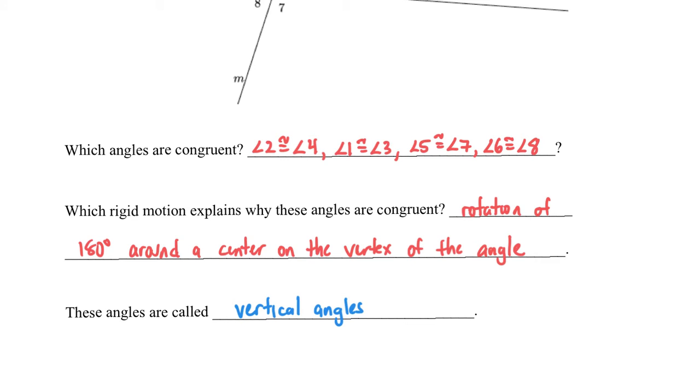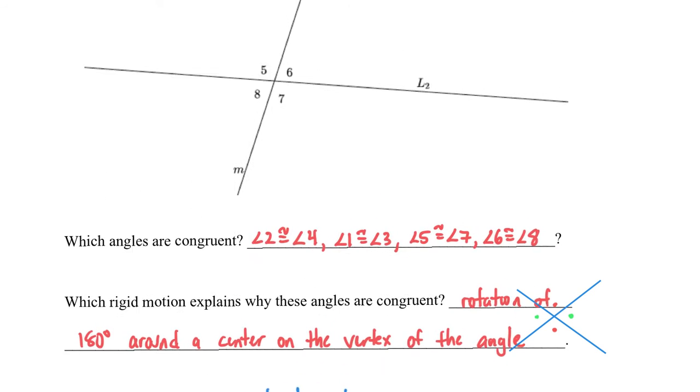And they happen anytime you have intersecting lines. So if I were to have two lines, here's one, there's another, you will know that this angle right here is congruent to this angle right there. Those are vertical angles. And this angle right here will be congruent to that angle right there. Those are vertical angles. Anytime lines intersect, you have this picture. You have vertical angles, and they are basically across from each other.